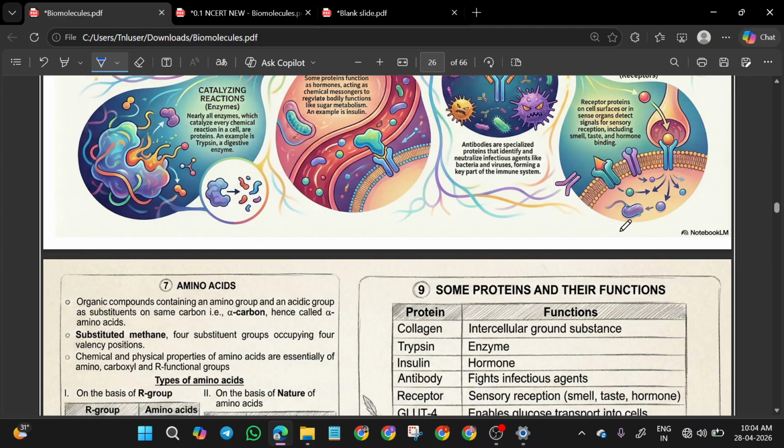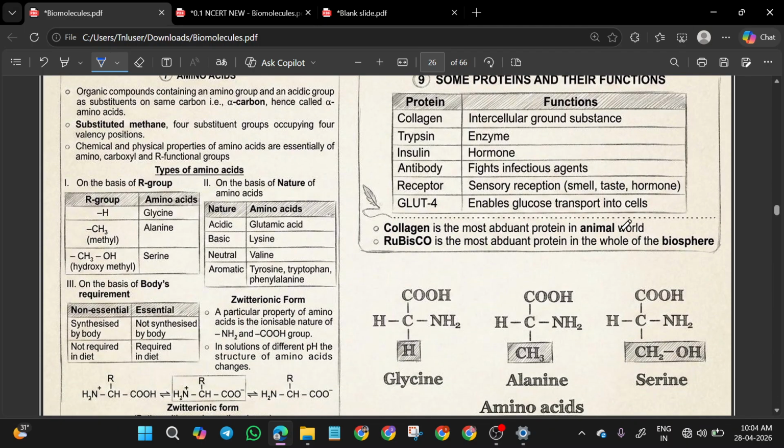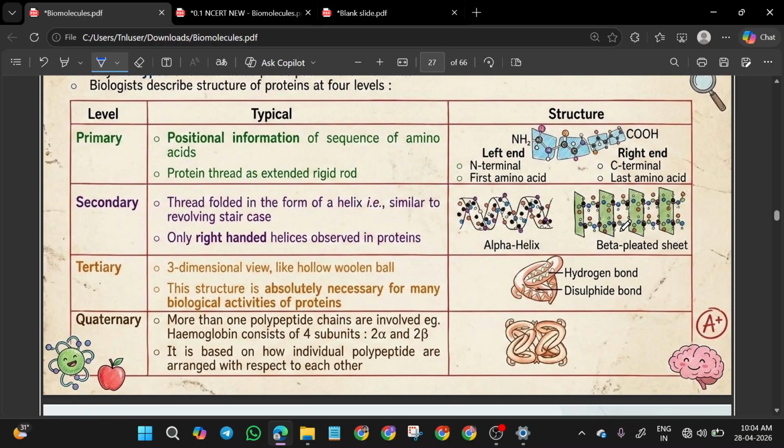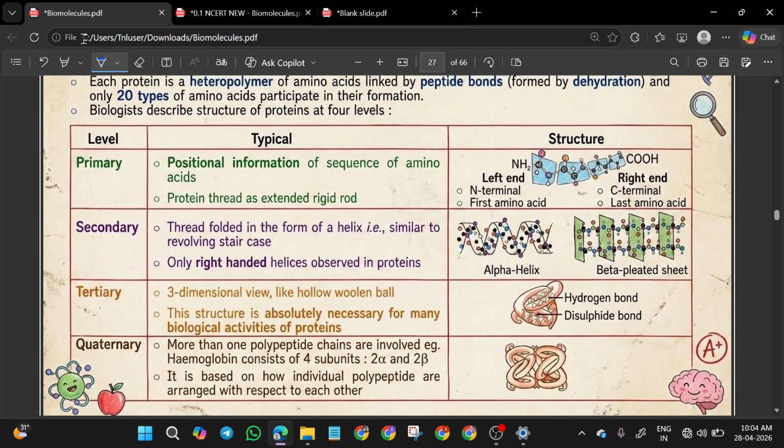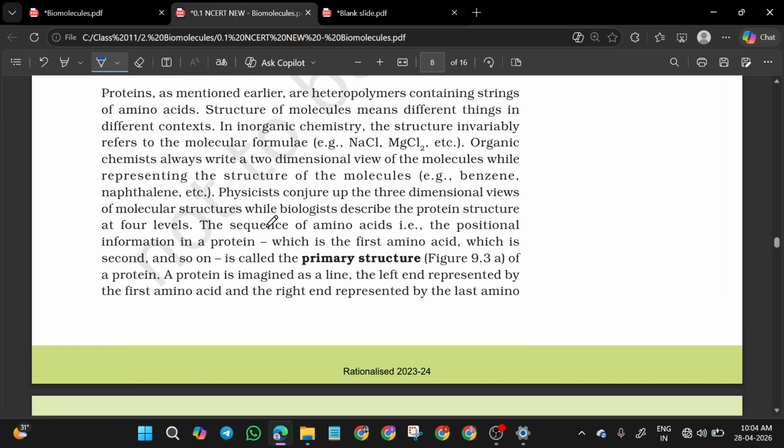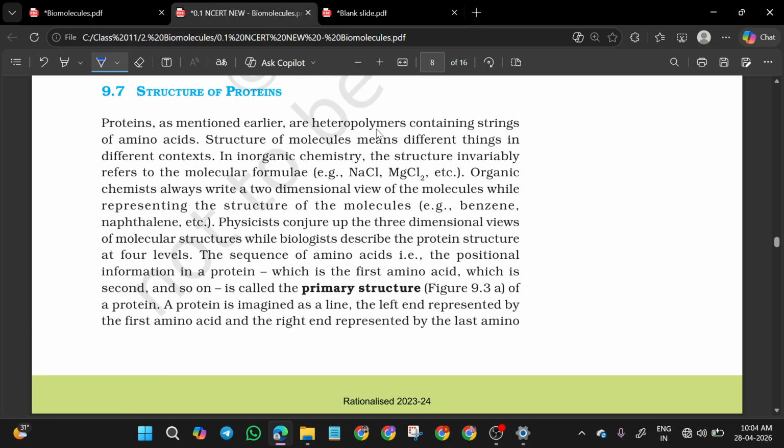செல்லுக்குள்ள glucose கொண்டு போகும். Like this we are having different things. So this is about proteins. இப்போ நாம வந்து NCERT-ல மட்டும் structure பார்த்துட்டோம்னா proteins are over. Okay. You can see proteins as mentioned earlier are heteropolymers containing strings of amino acids.